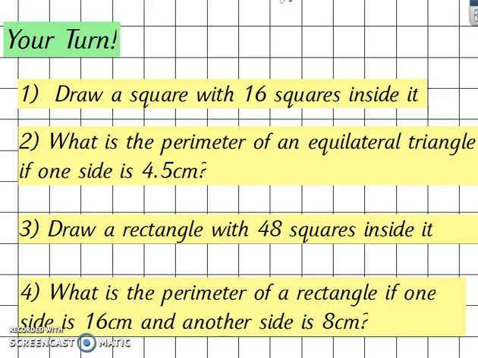Number 2, what is the perimeter of an equilateral triangle? So think about what an equilateral triangle is. If one of the sides is 4.5 centimetres, you could sketch that out and add in that side. Number 3, could you draw a rectangle with 48 squares inside it? So the area inside is 48 squares. And number 4, what is the perimeter of a rectangle if one side is 16 centimetres and another side is 8 centimetres?